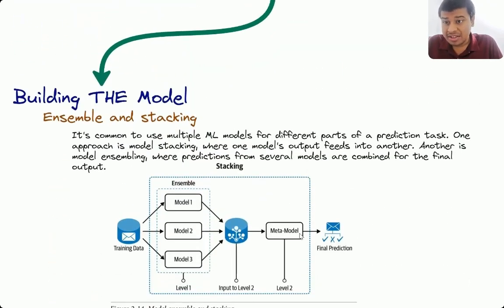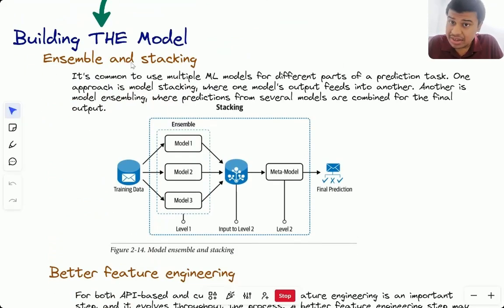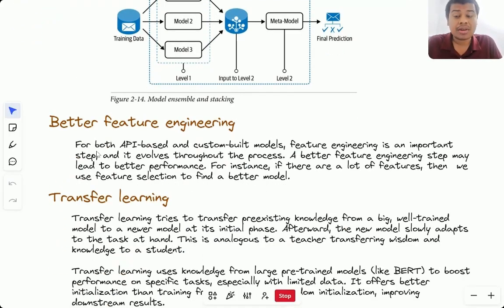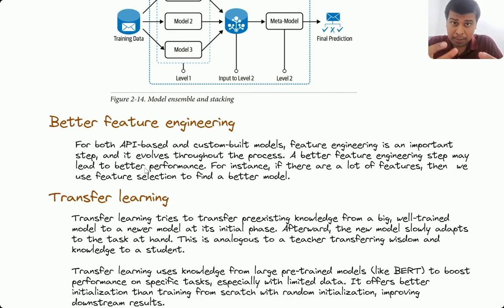So what are the other practices? Ensembling and stacking is one of the methods. What is the next way to make it production ready? Better feature engineering. For both API-based and custom-built models, feature engineering is an important step and it evolves throughout the process. With respect to the performance of the model that you have trained, you will decide whether a particular feature is good for the training or not.